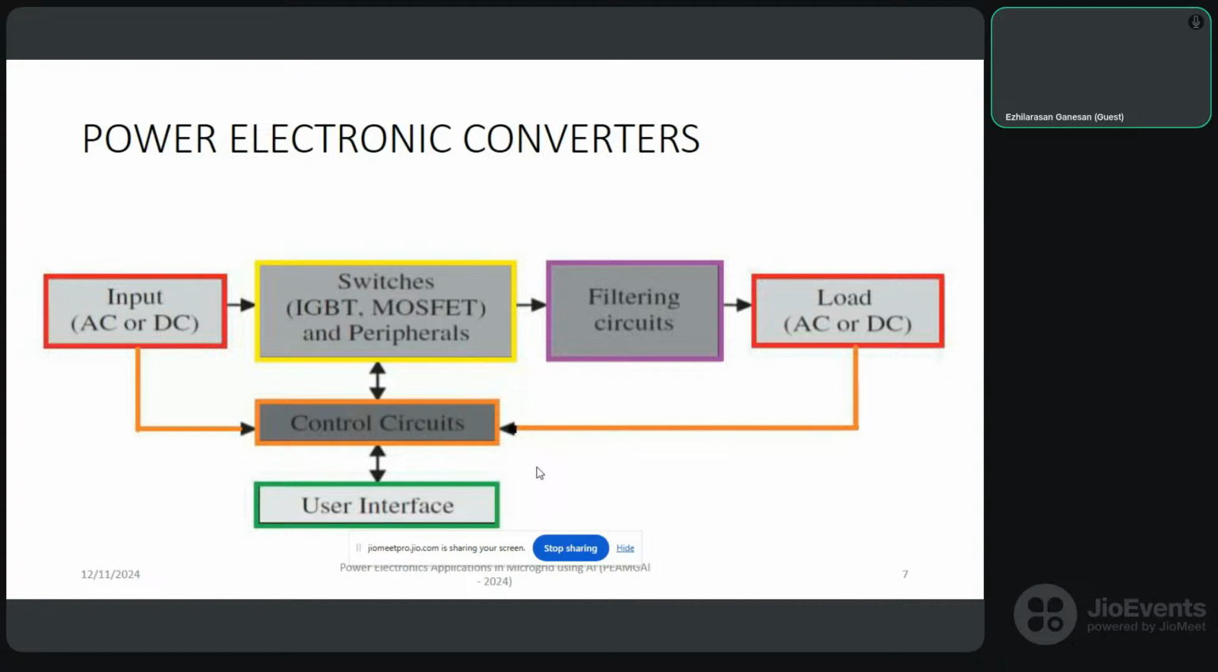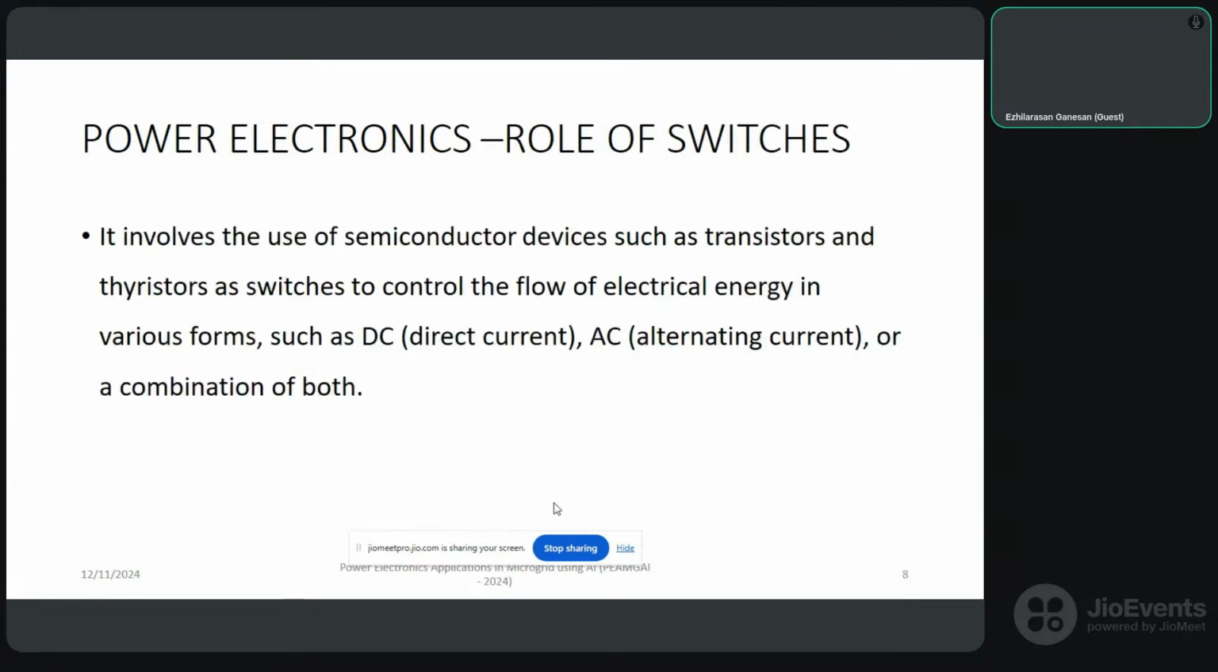So you can see one important thing. Note down the input. After that, switches, IGBT, MOSFET, and peripherals. That is a converter. Then there is a filtering circuit. Filters are required. Then there is a load connector, and the feedback is taken and given to the control circuits. The user interface will define what you need. You can give the input through the user interface. The rest of the things will happen automatically. This is the block diagram of the power electronic converters.